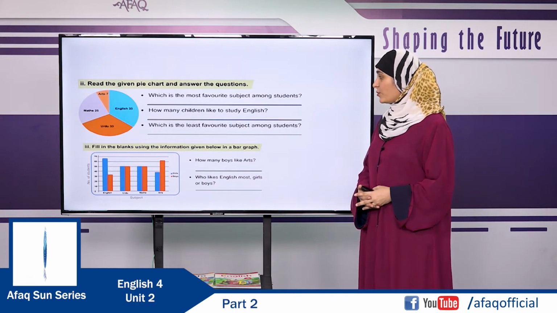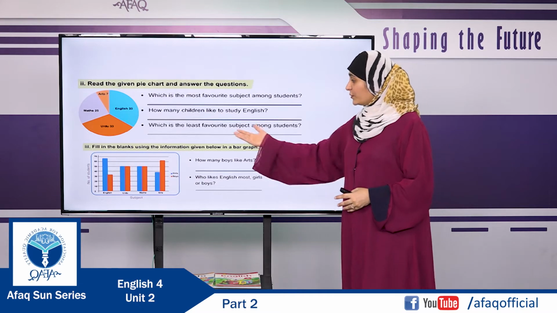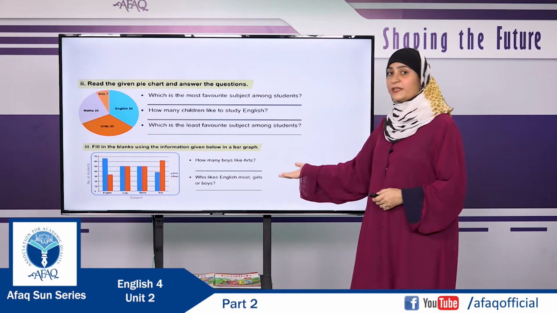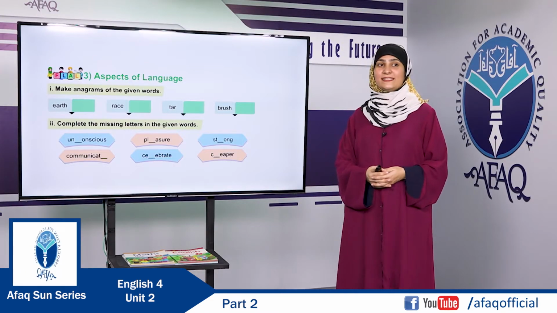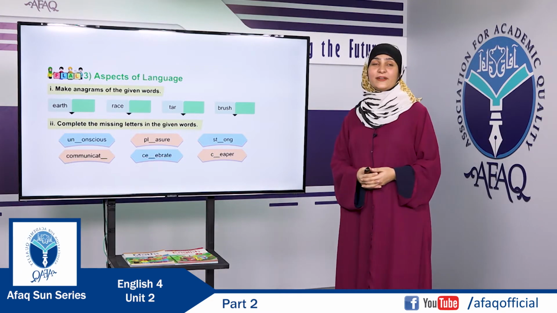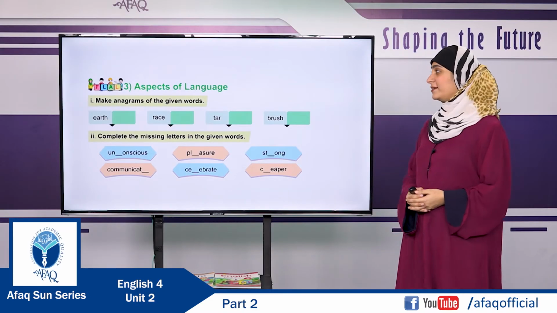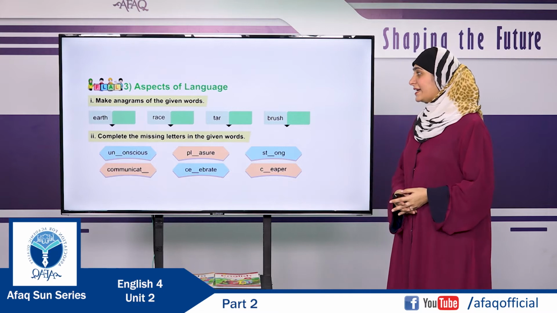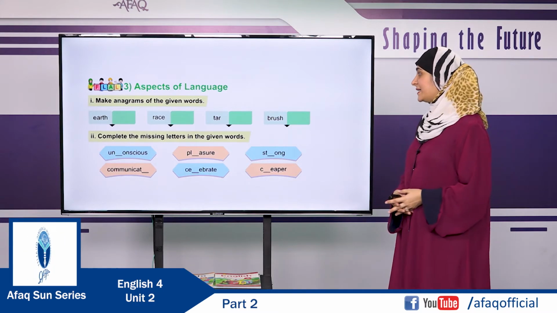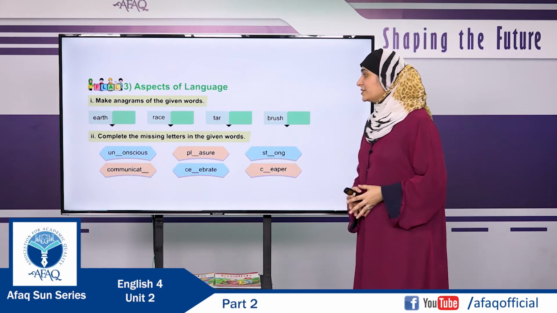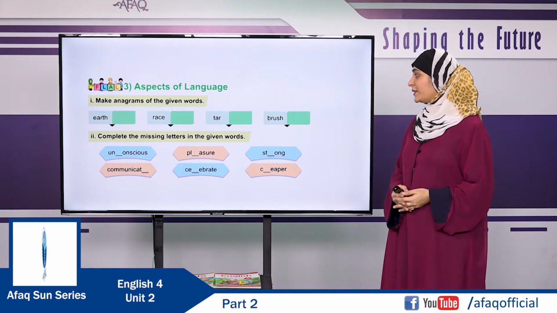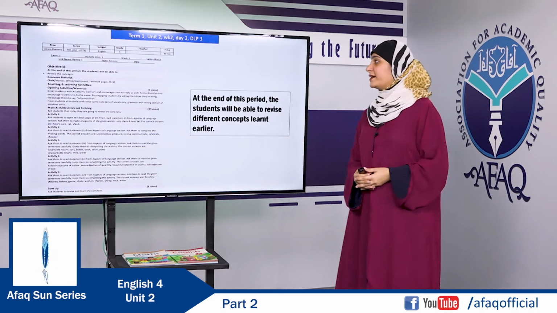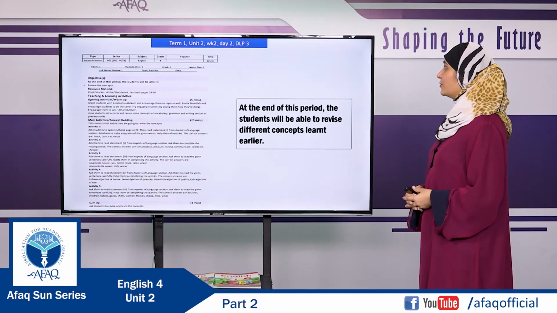In the same way, you are going to read this graph and find the correct information for the given questions. Dear students, now recalling the rule of anagrams in your mind, you are going to make anagrams of these given words. After that, there is another recalling activity with missing letters, and you will give them appropriate letters to complete these words.